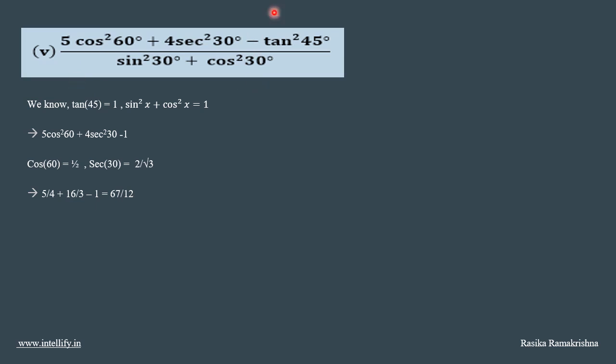So what happens is this entire question now reduces to 5 cos square 60 plus 4 secant square 30 minus 1 because the denominator is 1, right? So now all that you've got to do is just substitute the value of cos 60 and secant 30 in the expression and you'll arrive at the answer. Thus, here as well, we have been able to successfully reduce the numerical calculation. So, we know that cos 60 is 1 by 2 and secant 30 is 2 by root 3. Therefore, substituting, we will have 5 by 4 plus 16 by 3 minus 1, which is nothing but 67 by 12.